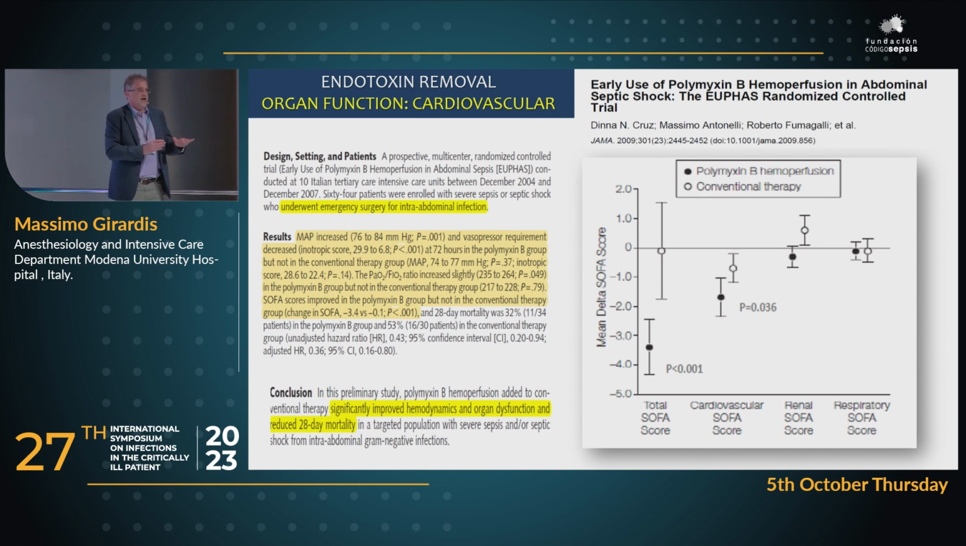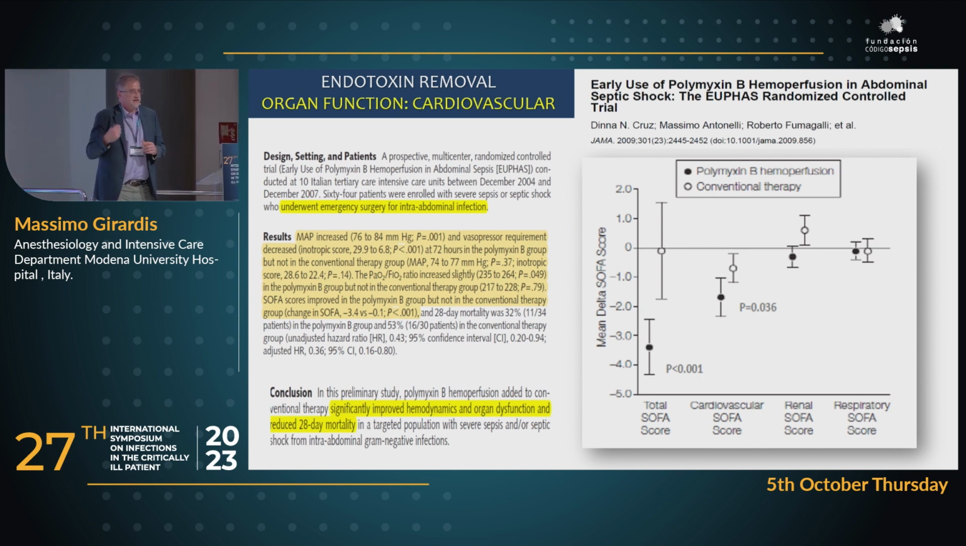Moving from mortality to organ support, we know for sure that in all the trials, this is a very famous trial published in 2009, with also Massimo there in the study, for sure in all the trials we have an increase in cardiovascular reactivity, meaning a decrease in noradrenaline or other vasopressor support and an improvement in the cardiovascular system.